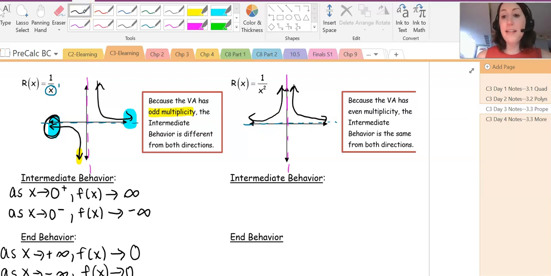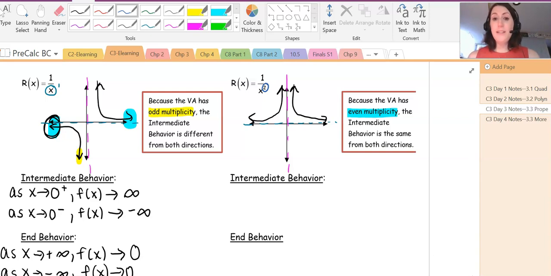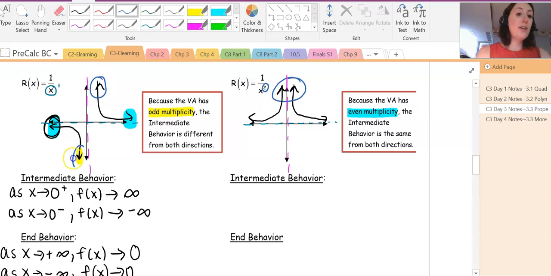What's unique about this case, though, is because our vertical asymptote has even multiplicity. Okay, look at its degree. It's raised to the second power. So since it's raised to the second power, it's even multiplicity, look what's happening to your two arrows as you approach the vertical asymptote. They're doing the same thing. Okay, over here, your arrows were going opposite directions because we had an odd exponent. Whereas here, they're going the same direction. That's because we have an even exponent.